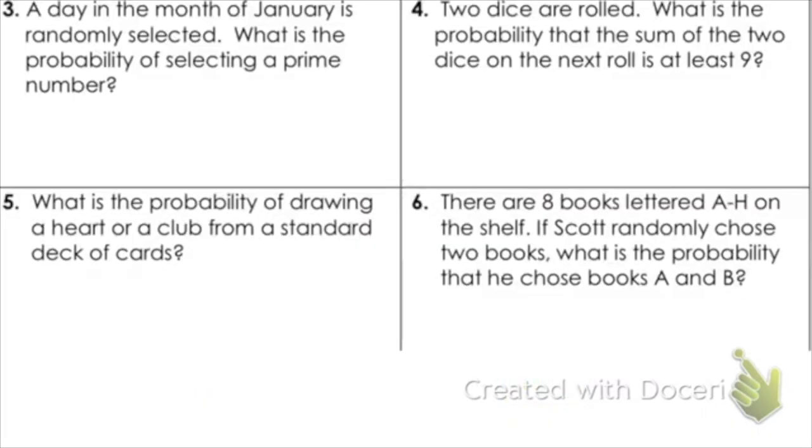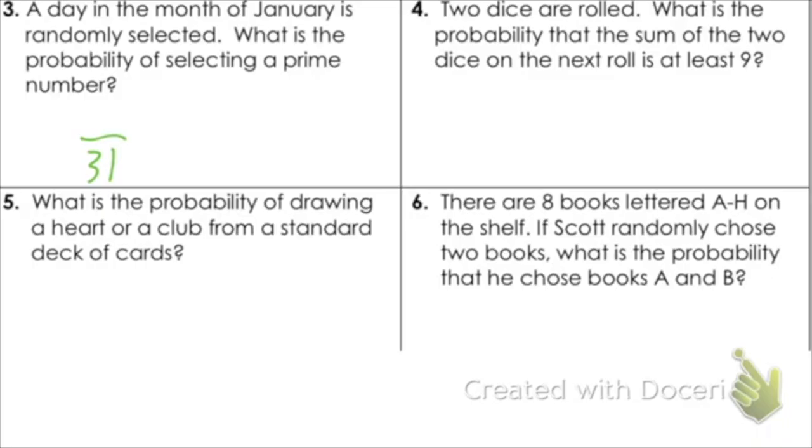All right. A day in the month of January is randomly selected. What is the probability of selecting a prime number? Well, how many days does January have? 31. So it's going to be over 31. So now I have to figure out how many prime numbers there are in the first 31 numbers. Well, prime numbers, we define as a number bigger than 1 whose only factors are 1 and itself.